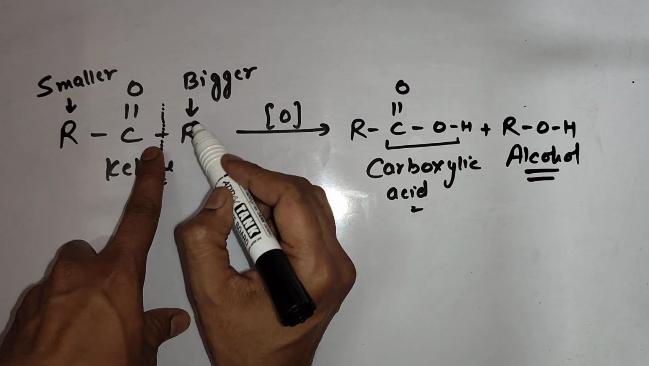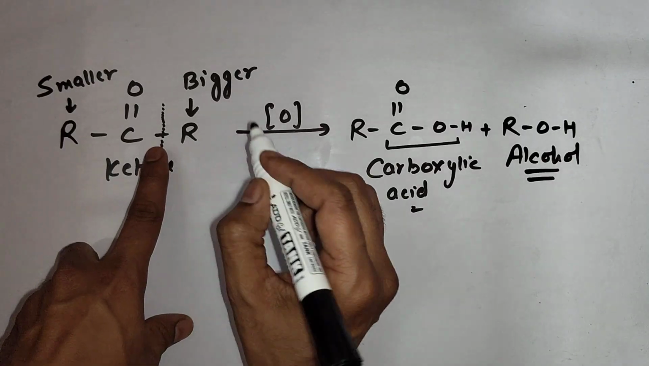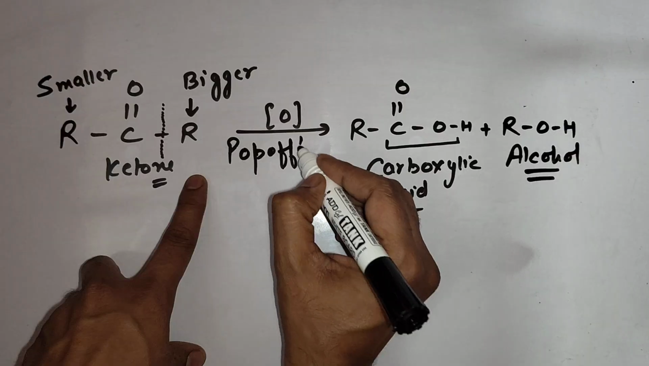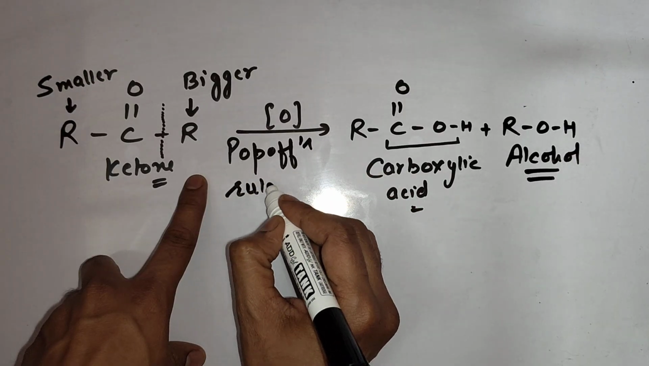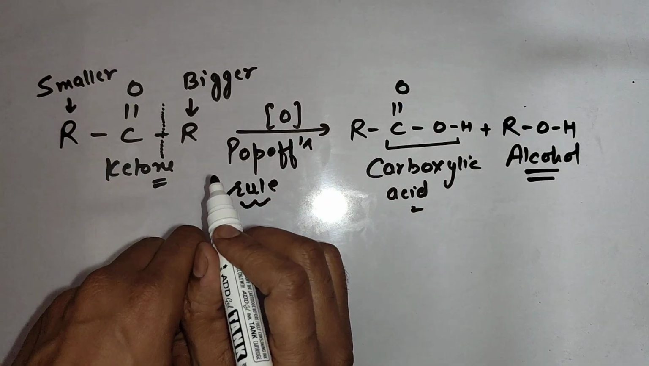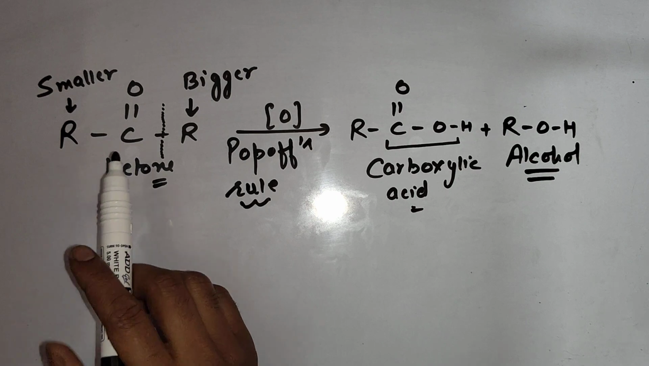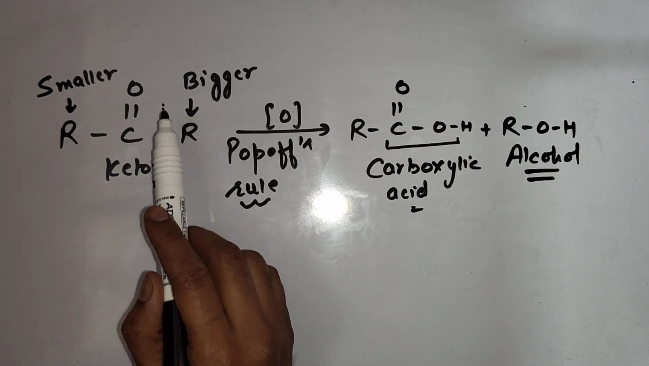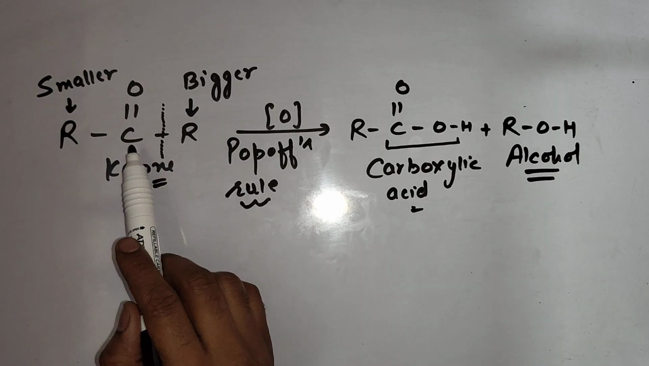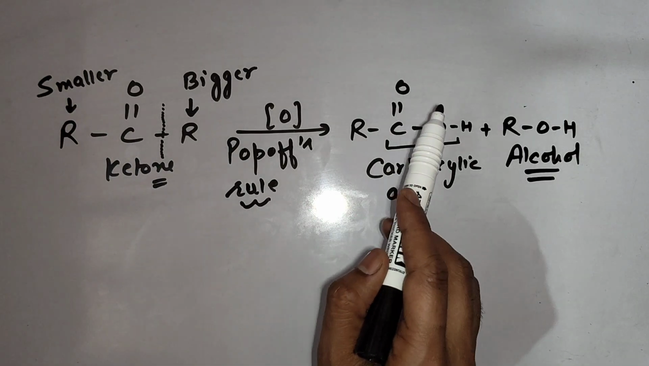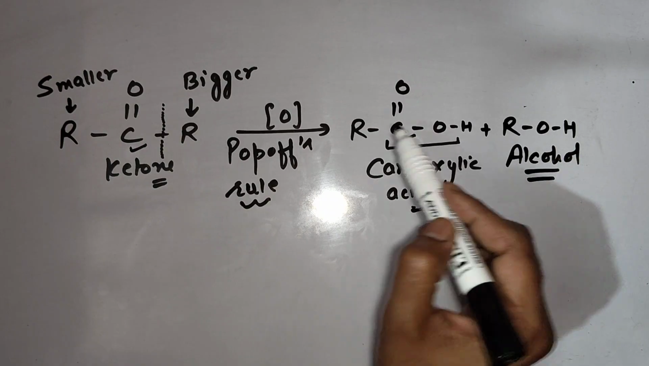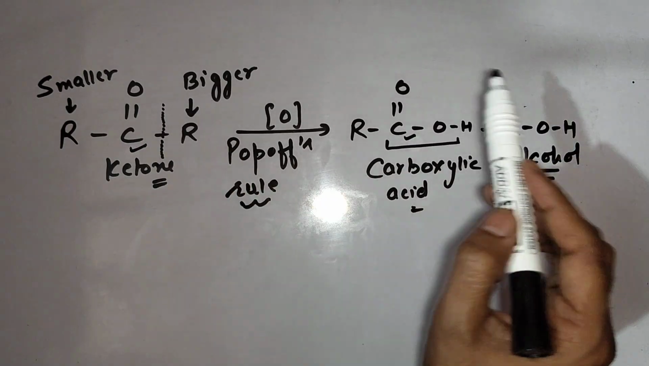You have to break the bond from the bigger alkyl group. This rule is known as Popov rule. Note it down. We call it Popov rule. What is that rule saying? If you are doing oxidation of ketone, the bigger alkyl group will break its bond from the carbonyl carbon and further oxidation will happen. Its oxidation will happen separately.